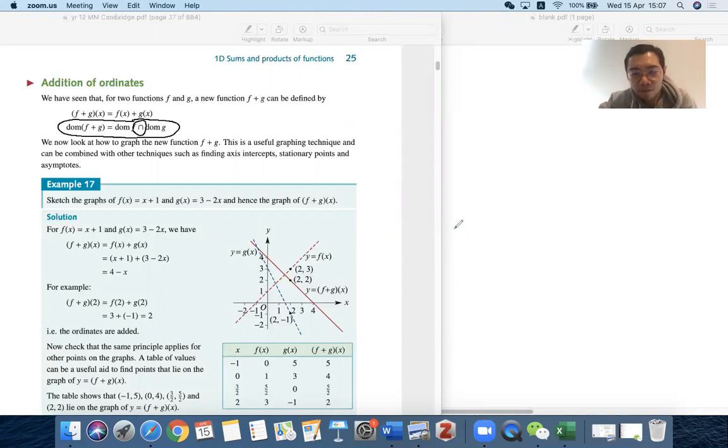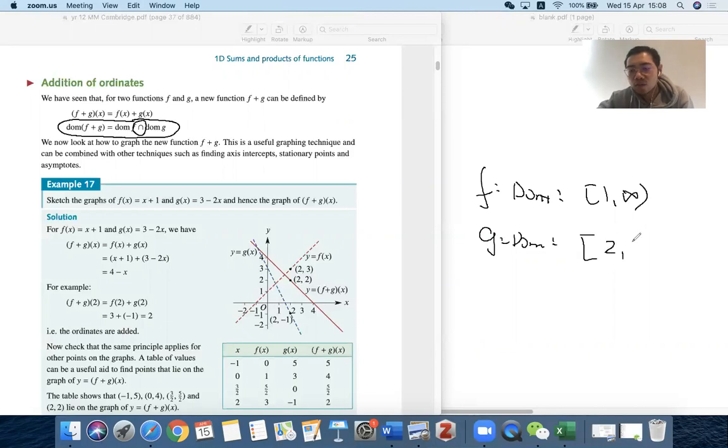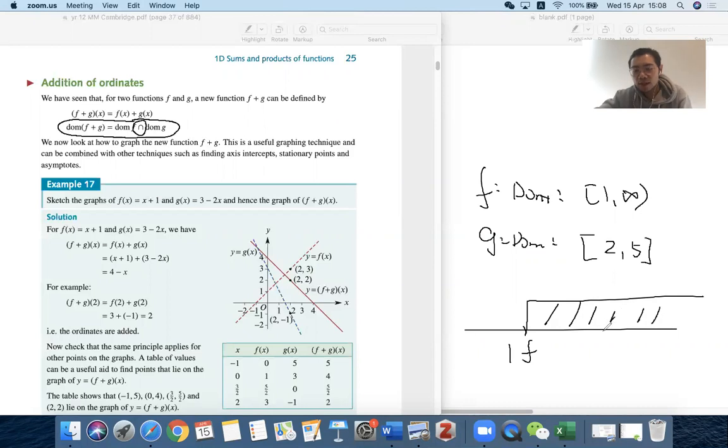So for example, if my F domain is 1 to infinity and my G domain is like 2 to 5, so my F domain is going to be here, 1 to infinity, and my G domain would be over here, which is only this part, 2 and 5. Okay, so if we take the intersection, it's only the domain of G.